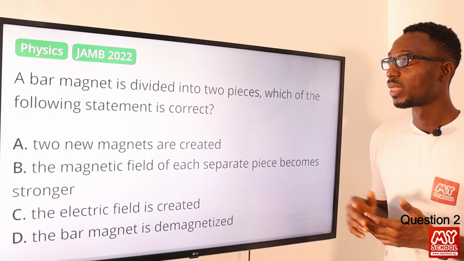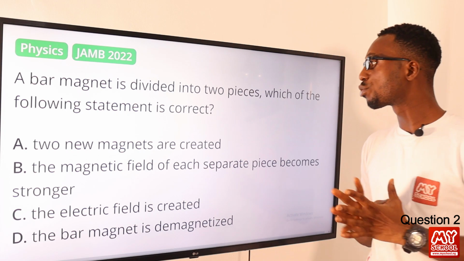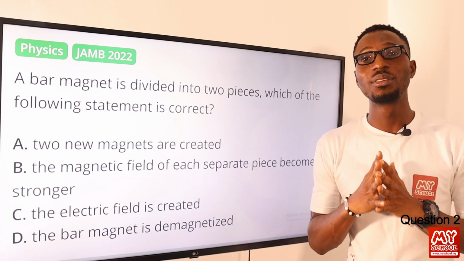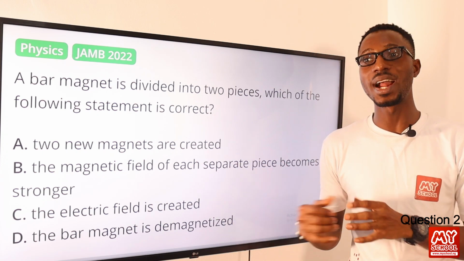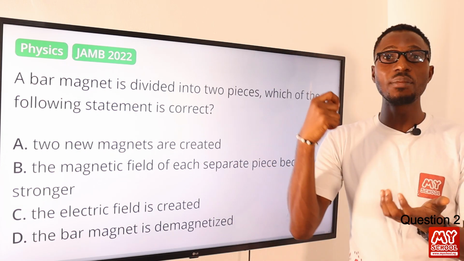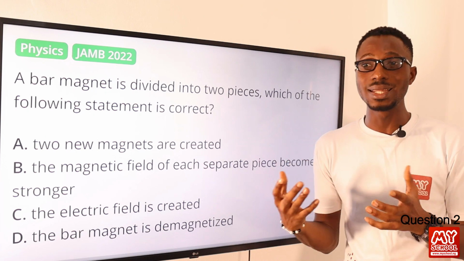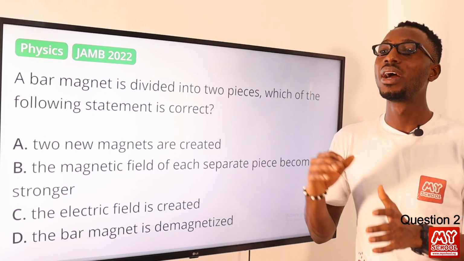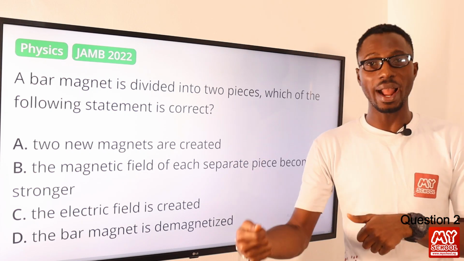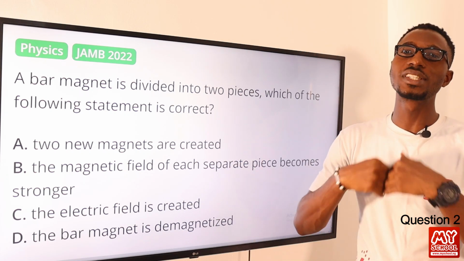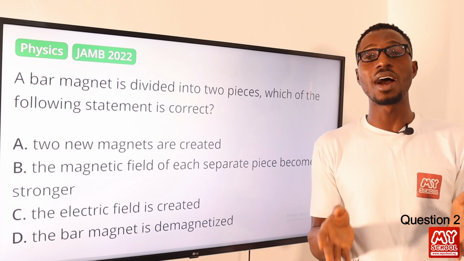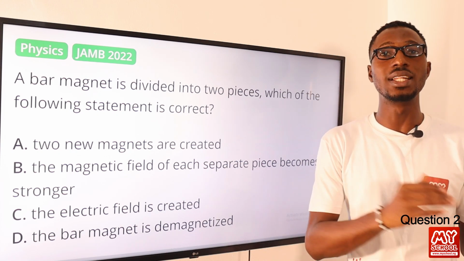Question 2. A bar magnet is divided into two pieces. Which of the following statements is correct? So you want to recall this: every molecule of a magnet still retains its magnetic property under normal conditions, of course. So when you now divide a magnet into two, of course it's still going to retain its magnetic property. So that is going to have the two poles, the north pole and the south pole.